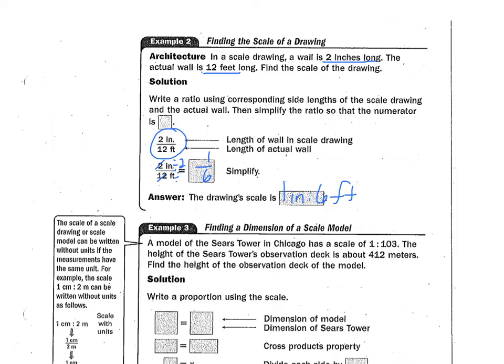Alright, let's look at the Sears Tower. Notice that the labels are gone. It says a model of the Sears Tower in Chicago has a scale of 1 to 103. The labels have canceled off, so if you look down here, it says the height of the Sears Tower observation deck is about 412 meters. My final label is going to be in meters. It says find the height of the observation deck on the model, so that's going to have to be a smaller number.